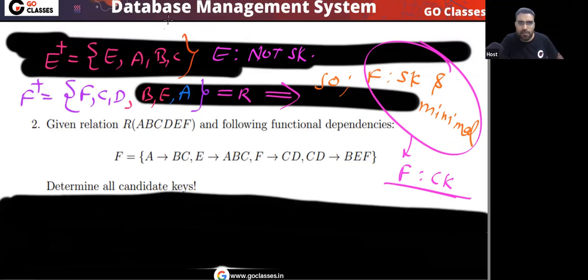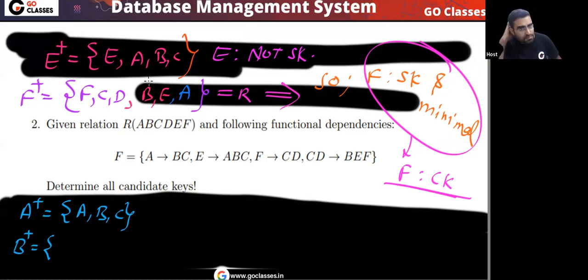So E we have checked, F we have checked. Okay, will A work? Let me know. A will give you what? A will give you ABC. That's it. So A will not work. Will B work? No, B will also not work.